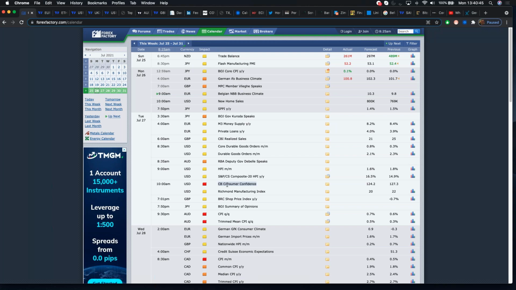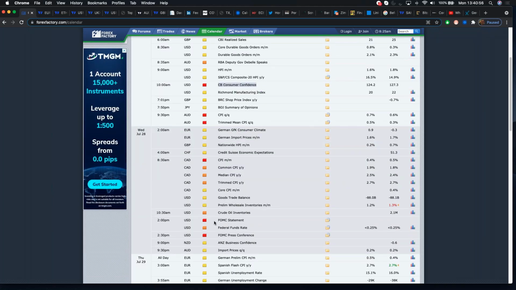How is this going to impact the US consumer? If the consumer confidence comes in high, that's going to be positive for the US dollar. If it comes in low, negative. We also have the FOMC statement on Wednesday. Now, be aware of this: there's no dot plot that's going to be shared on Wednesday.